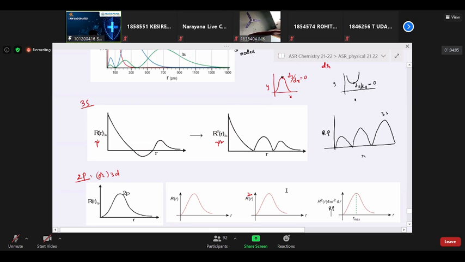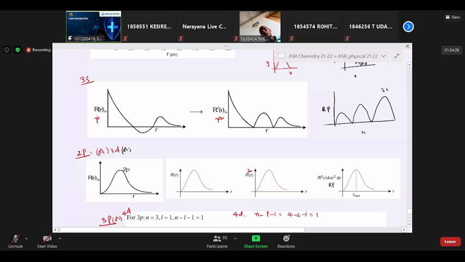Okay. So 2P and 3D graphs are the same. 3P and 4D graphs are the same. 2P, 3D, or we can write 4F also. 2P, 3D, 4F, and 3P, 4D, and 5F are similar. The graphs are similar, so if you know one, the remaining you can all predict. Only s orbitals are different, but p, d and f orbital graphs are all similar. Similarity is there.